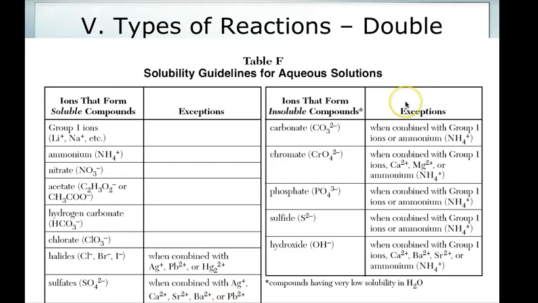Now the other part, it's the opposite table. These do not dissolve in water, which would mean that the exceptions do dissolve in water. So carbonates, anything with a carbonate in it, does not dissolve in water unless it has a group 1 element or ammonium. And you can see the rest of these here.